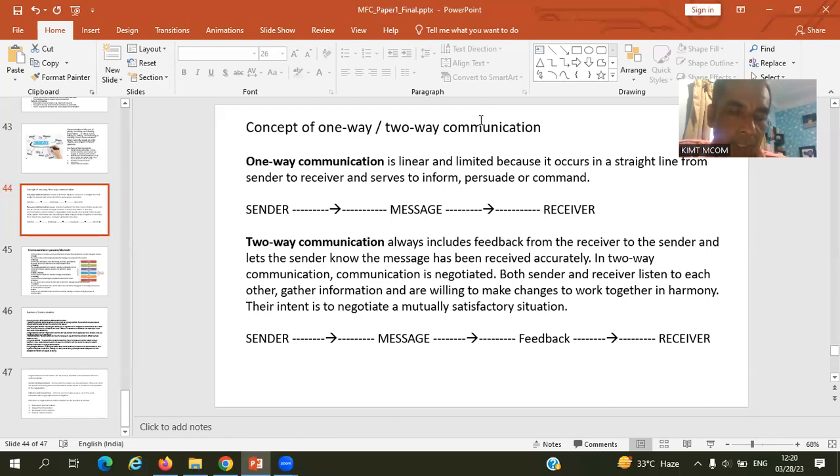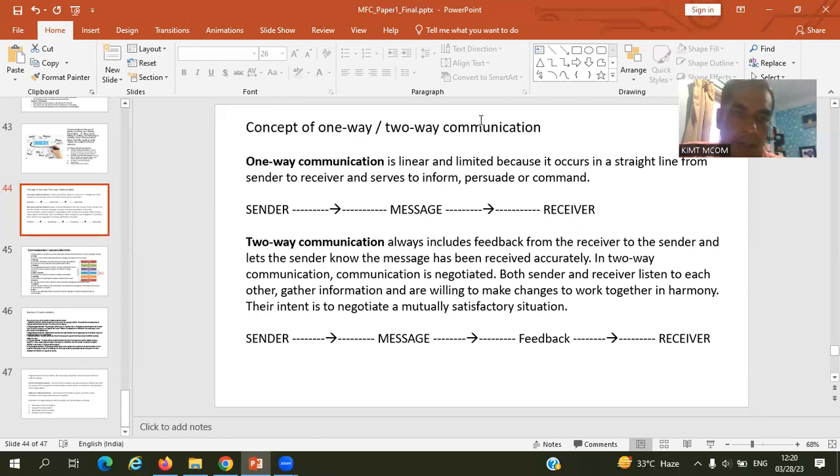The sender is giving the message, the receiver is also getting the message and confirming to the sender that I got it, what you are saying. This is an important concept in communication. This is also in your syllabus. Try to understand it. One way and two way.